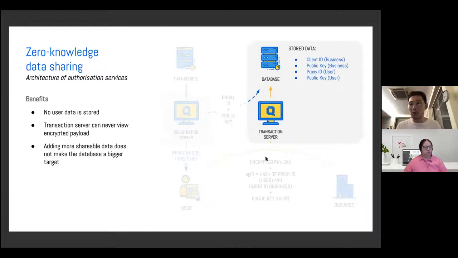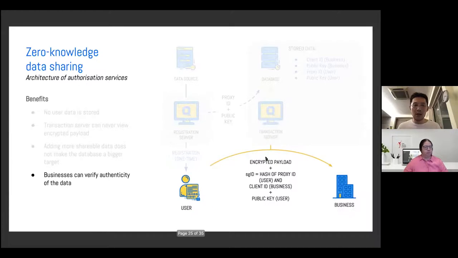It can never view the encrypted payload because it's encrypted with the business's key and not SGID's. And if I have more and more shareable data going into SGID, the database is no bigger because it's all stored on user devices. The users control what data they're sharing, and it doesn't grow, and you don't have a larger and larger attack surface.